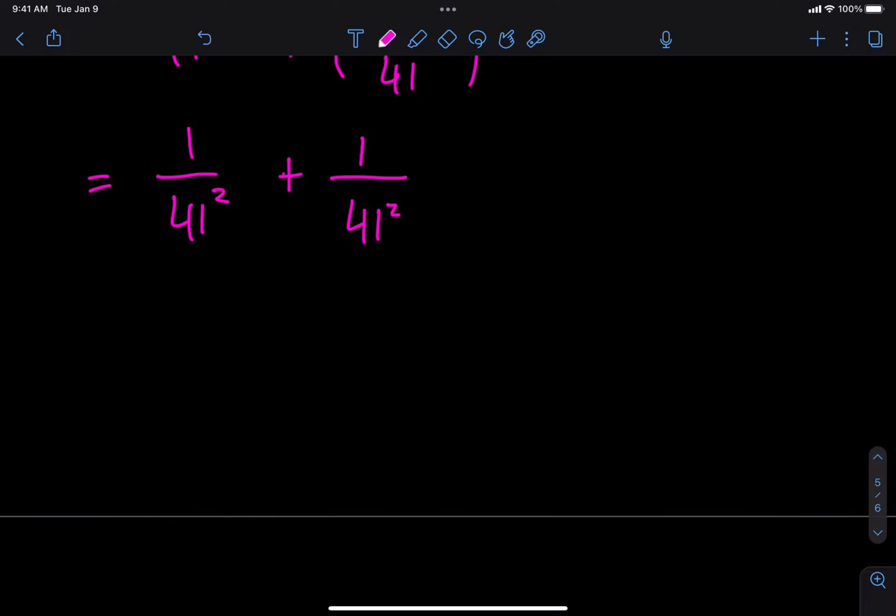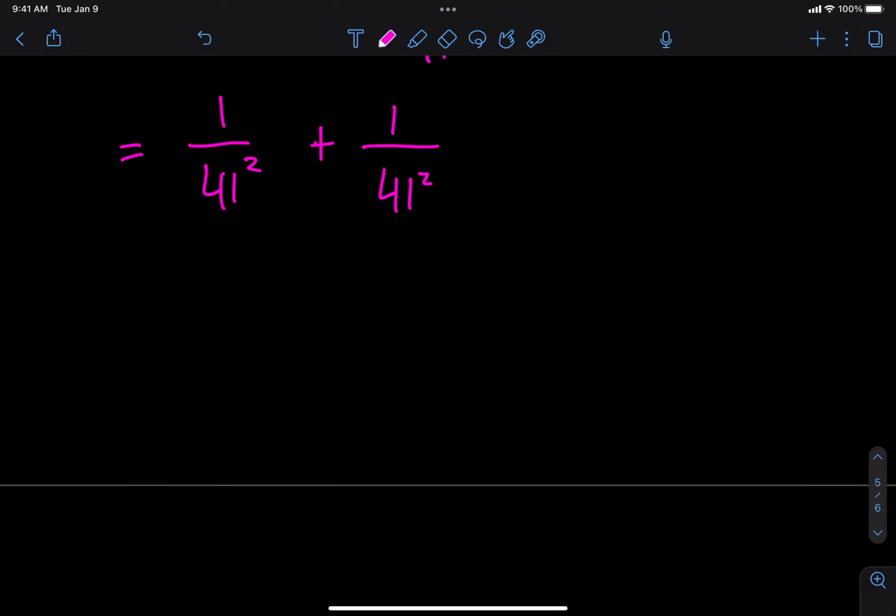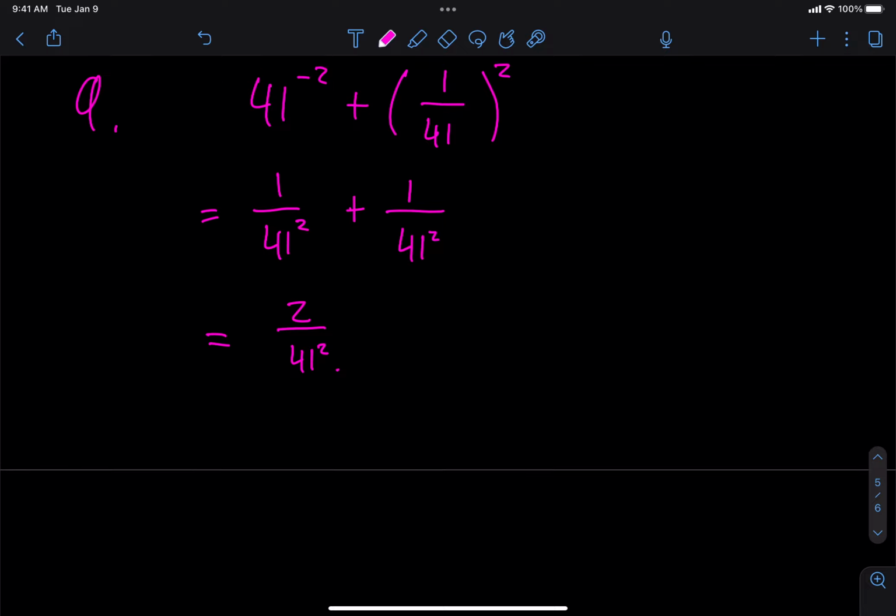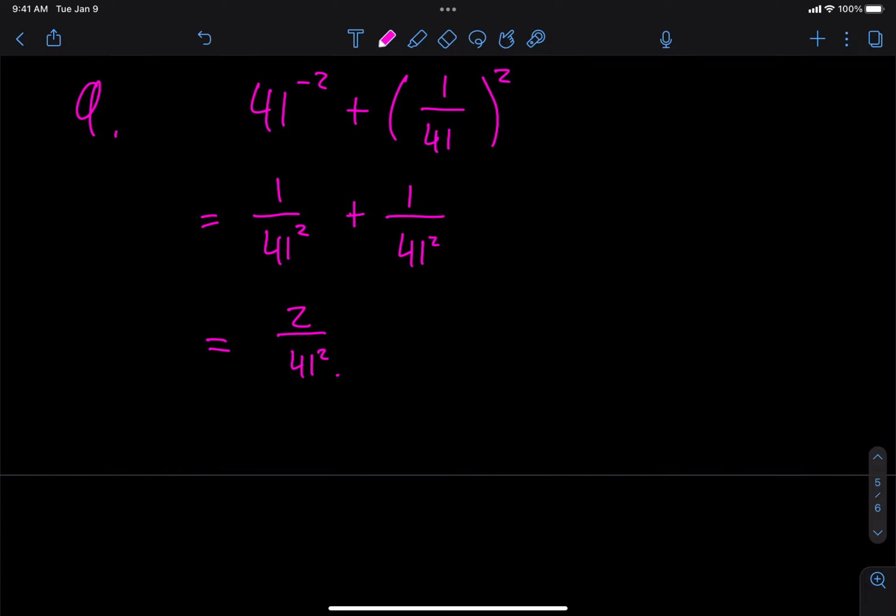All right. Am I done? No. What can I do? You can add them, right? I have a common denominator between the two, so I just add the numerator with the numerator, and the denominator stays 41 squared. Okay, so that's another one.